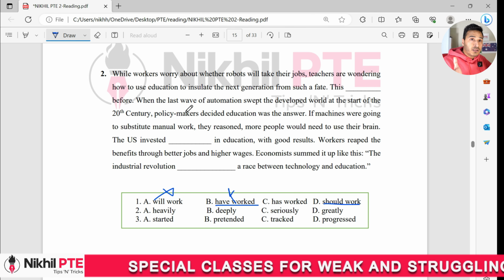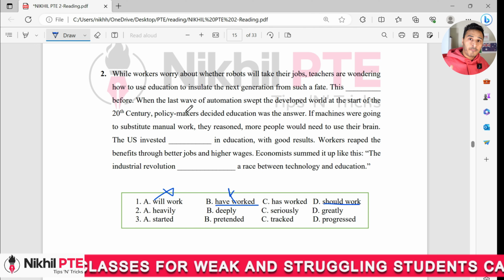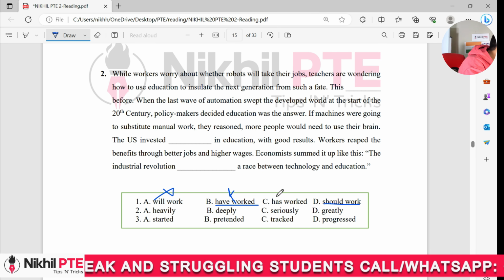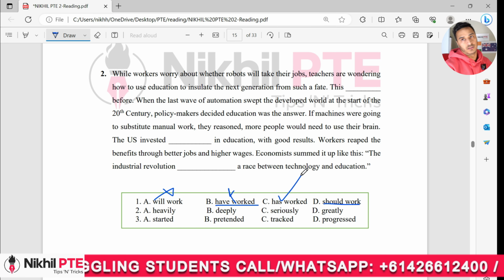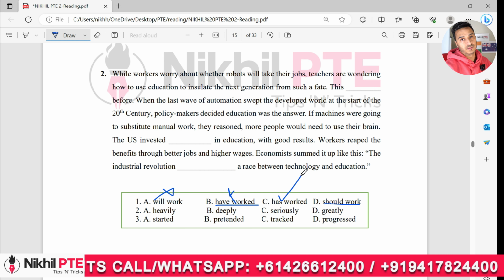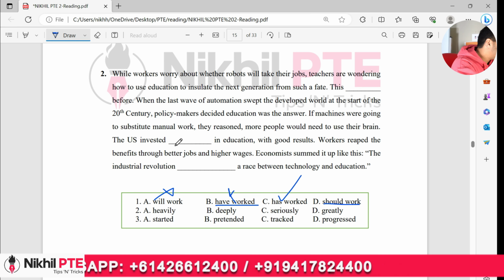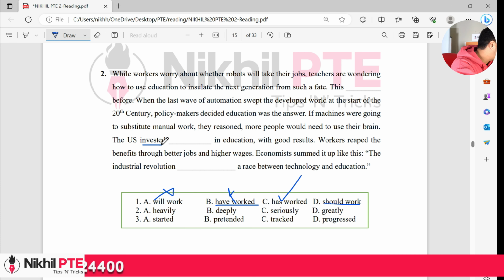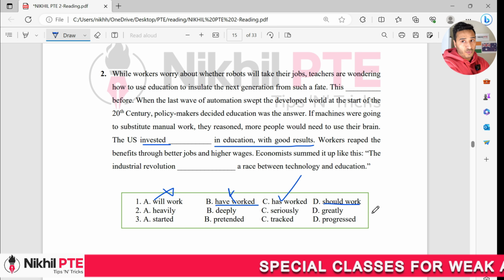In Hindi, ये पहले हो चुका है. Then this has worked. This has worked. So the US invested dash in education with good result. Deeply, seriously, greatly. You should write down your answer here.